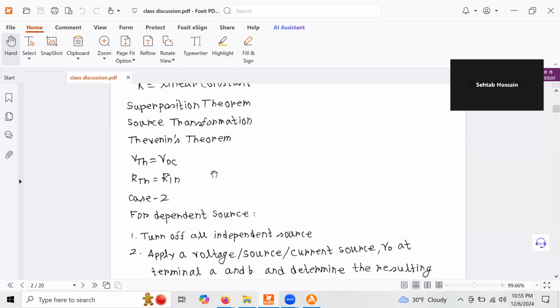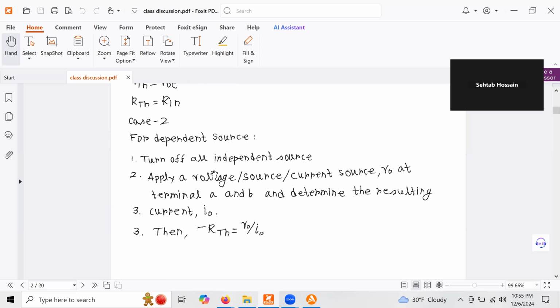So what will happen for a circuit which has a dependent source? For that case, we have to follow these 3 steps. At first, we have to turn off all independent sources. Then we apply a voltage source V0 at terminal AB. Terminal AB is the terminal where I removed the load resistance.